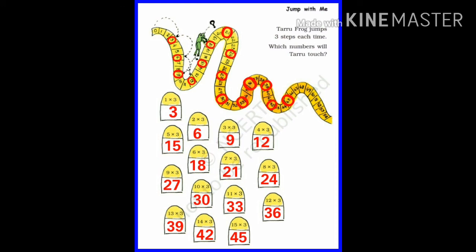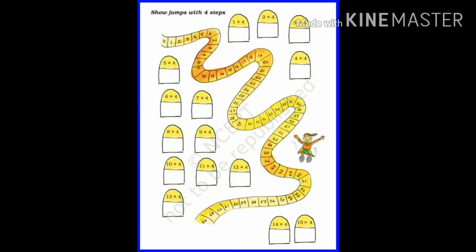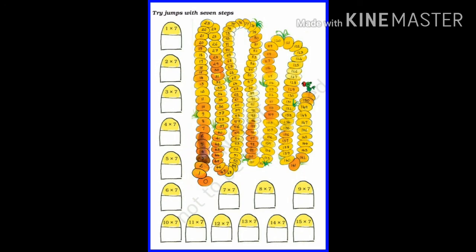Children, similarly you have the next topic, that is show jumps with 4 steps. Here, like the way we did for the frog with 3 steps, you will jump 4 steps starting from 0 till the number 60. Similarly, in the next topic, you have to do with 7 steps. You will start from 0 and you will go forward till 15 total steps.